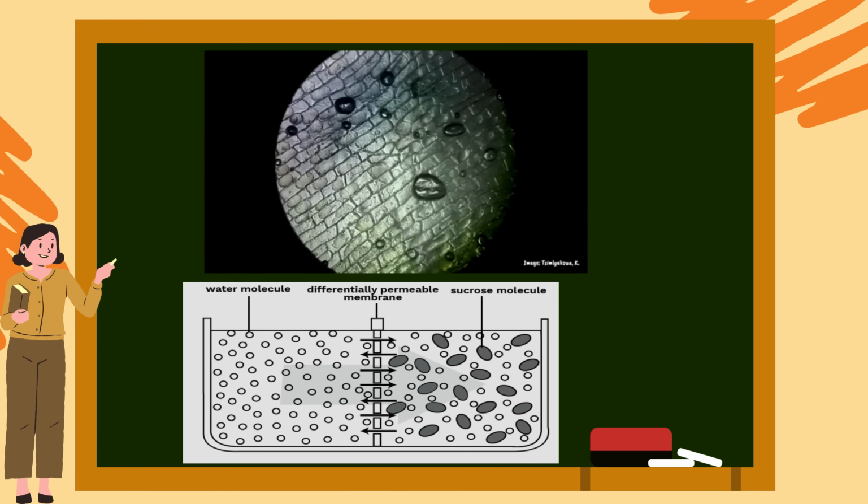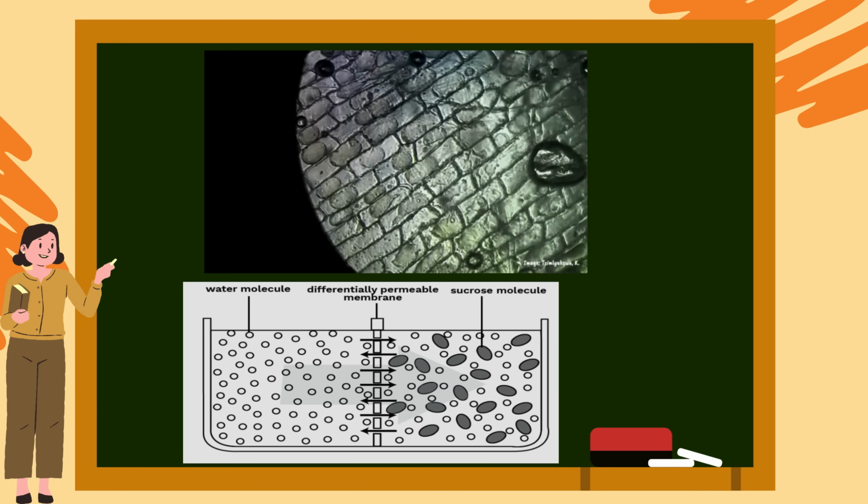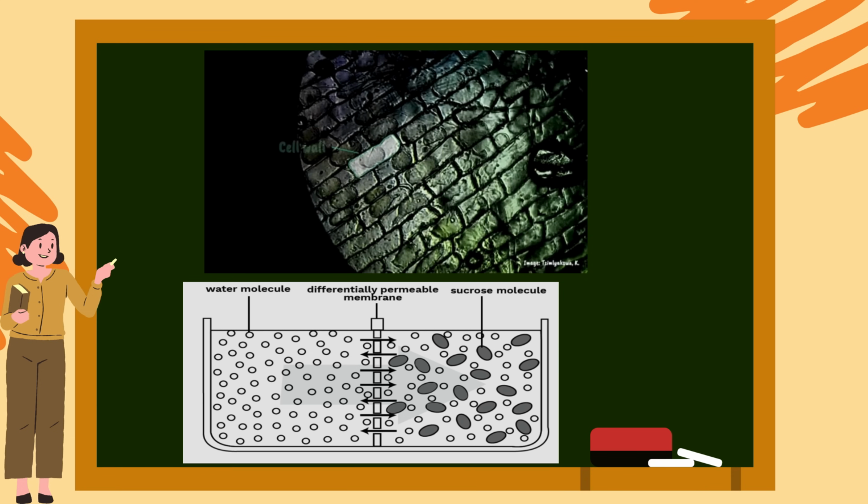Here is an image of onion tissue under a microscope. This onion tissue has been placed in a solution with a very low water potential, so water has exited the cell. If we look closely at a single cell, we can identify its cell wall, and we can see that the cytoplasm has shrunk due to water loss, and the cell membrane has pulled inwards from the cell wall. The cell has become plasmolysed.